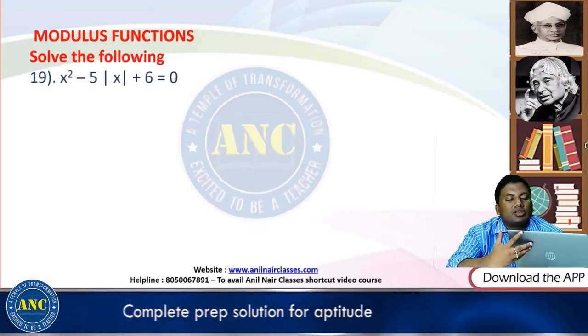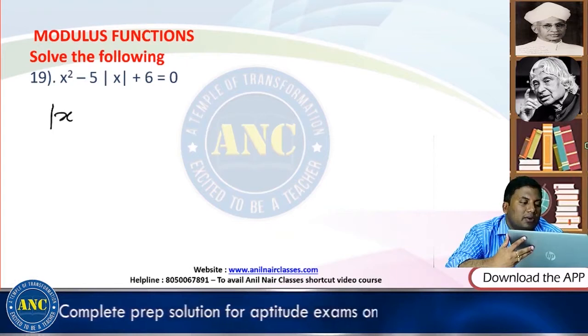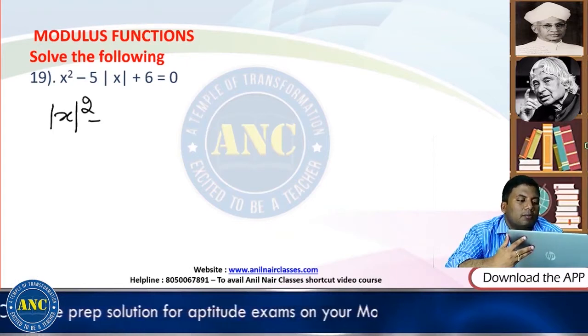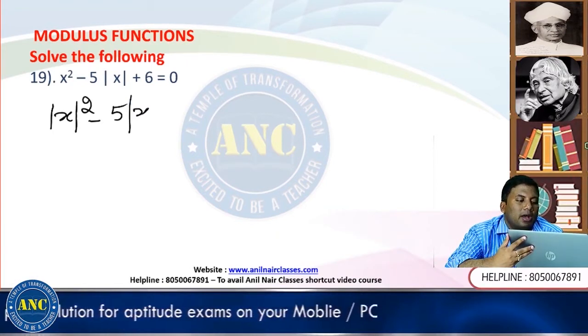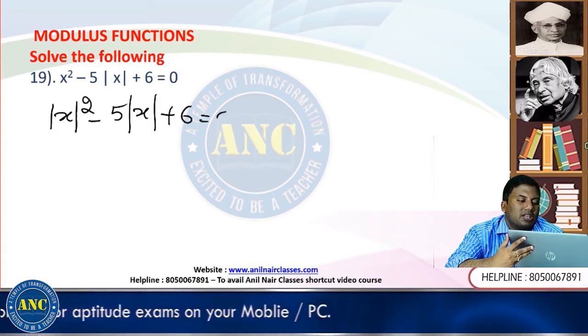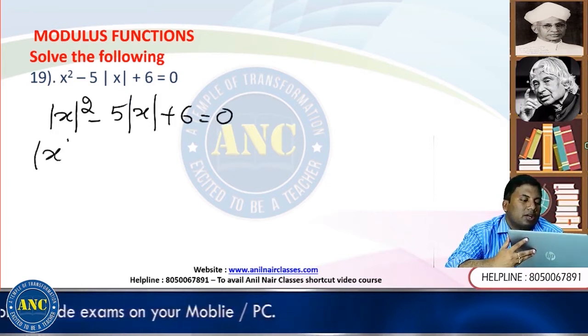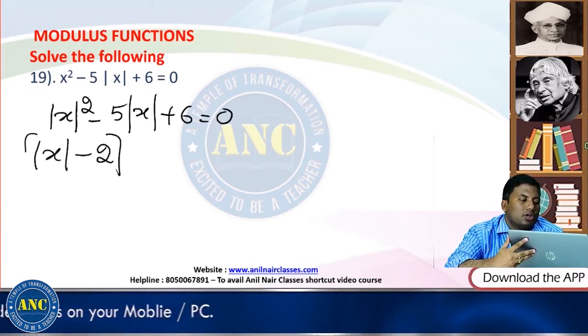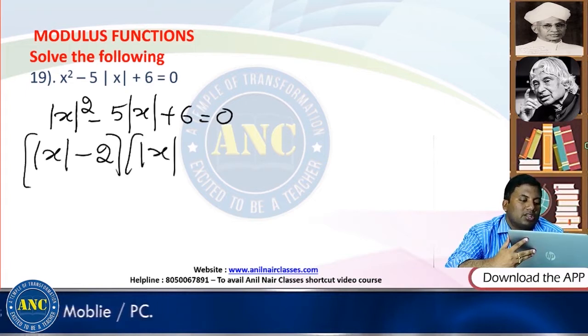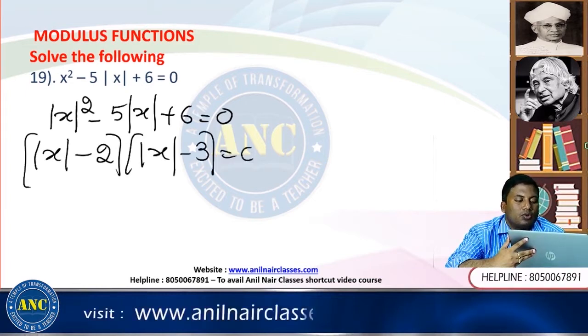19th one. x square minus 5 mod x plus 6 equivalent to 0. Mod x whole square minus 5 mod x plus 6 is 0. These are nothing but mod x minus 2 into mod x minus 3 equivalent to 0. Mod x is nothing but 2.